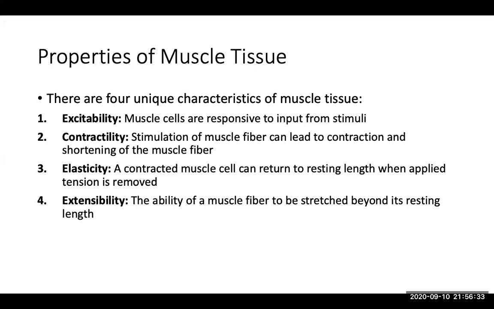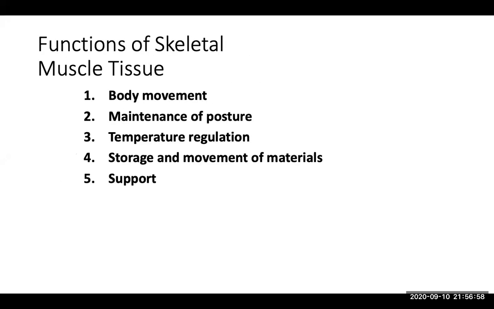Here are the four unique characteristics of muscle tissue. They're excitable, meaning they can respond to stimuli. They have the ability to contract, or shorten their muscle fibers, and that allows them to move. They're elastic, meaning they can return to their resting length when applied tension is removed. And they're also extensible, meaning they have the ability to stretch beyond their resting length.